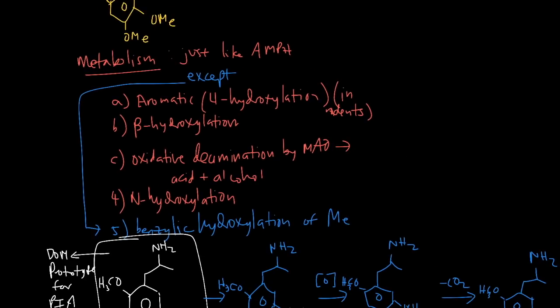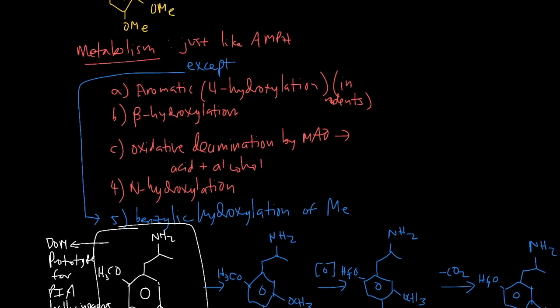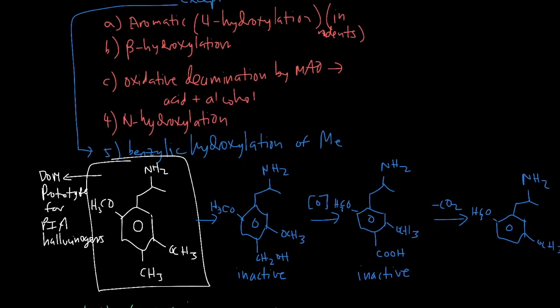Your metabolism is just like amphetamine. It undergoes aromatic or 4-hydroxylation in rodents, beta hydroxylation, oxidative deamination by MAO to turn it into an acid and alcohol, and N-hydroxylation. However, the one thing that these hallucinogens have in terms of metabolism is number 5, benzylic hydroxylation of the methyl group.